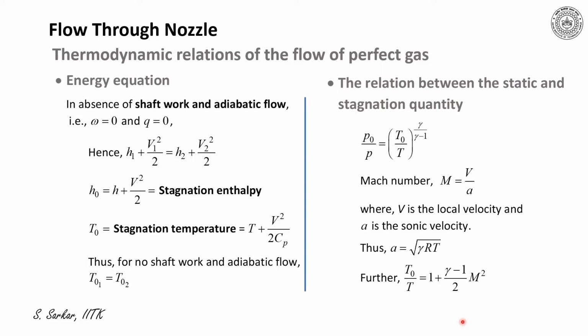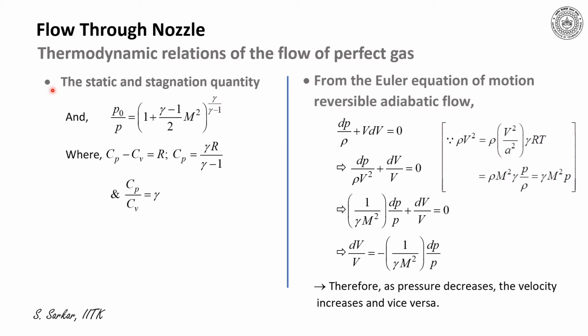All these relations which I have presented here have already been expressed earlier. However, I have reviewed them again. With respect to static and stagnation quantities, I can say that P0 by P is equal to, within bracket, 1 plus gamma minus 1 by 2 into M squared, whole to the power gamma by gamma minus 1. So this is a relation of the ratio of total pressure to static pressure with respect to Mach number, where I can say Cp minus Cv is equal to R, and Cp can be stated as gamma R divided by gamma minus 1 using the relation Cp by Cv is equal to gamma.